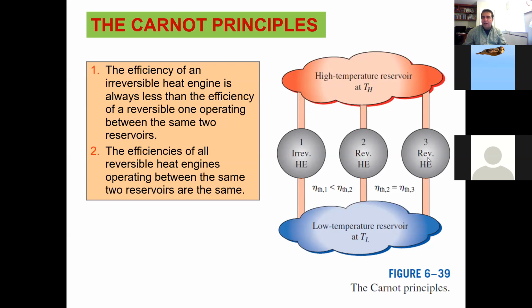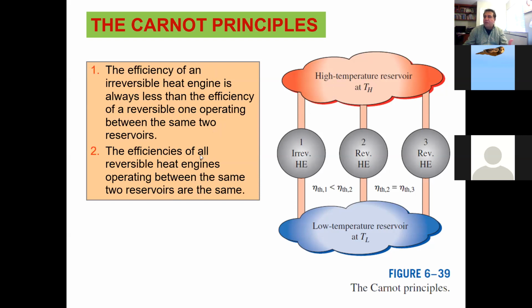If you have heat engines operating between two reservoirs, the high reservoir and the low reservoir, the thermal efficiency of two reversible engines is exactly the same because they're operating under the same conditions. But for an irreversible process, the thermal efficiency will be less than that of the reversible. So the efficiency of an irreversible heat engine is always less than the efficiency of a reversible one operating between the same two reservoirs. The efficiencies of all reversible heat engines operating between the same two reservoirs are the same.